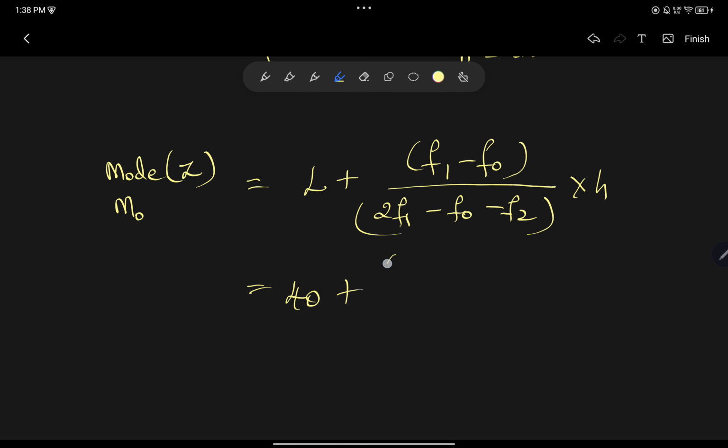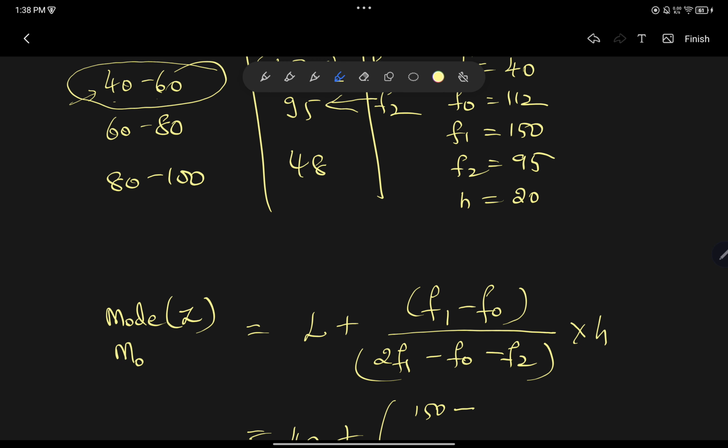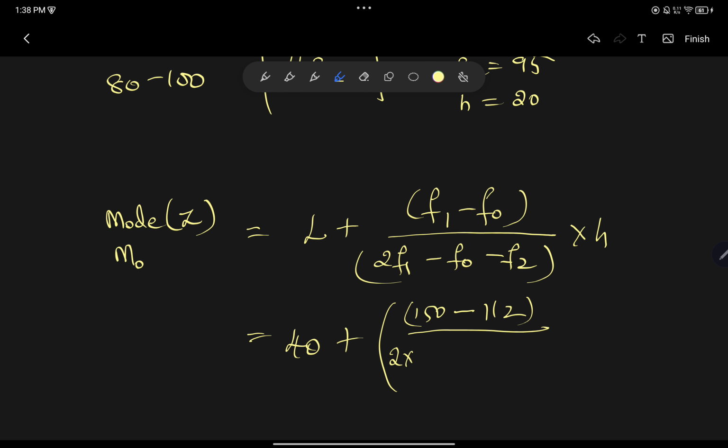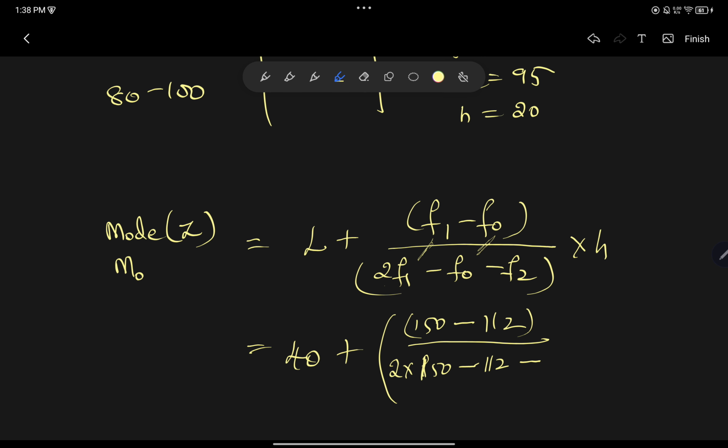F1 is 150. 150 minus F0, which is 112. Okay. 2 times F1. F1 is 150. So remember that here also F1, here also F1, F0, F0. Later you just need to add F2. Whatever the values are, the upper first two values will be the same. After that F2. Here you need to add 2 times F1, later F0 is 112 and F2 is 95. Correct. And H is 20.